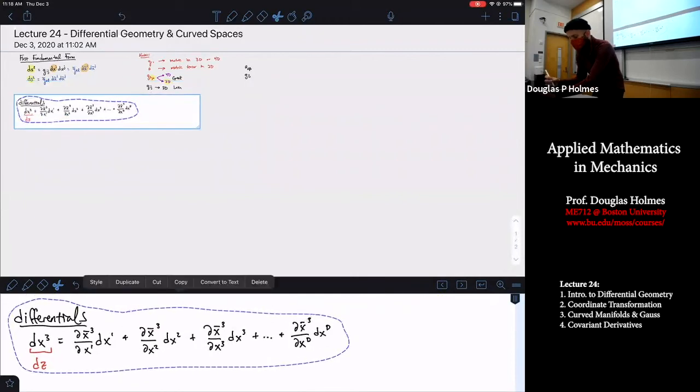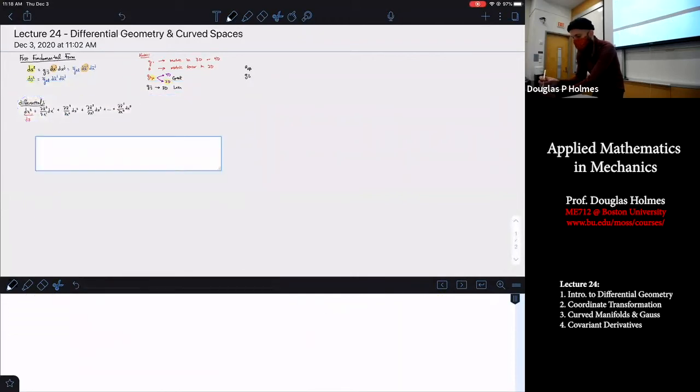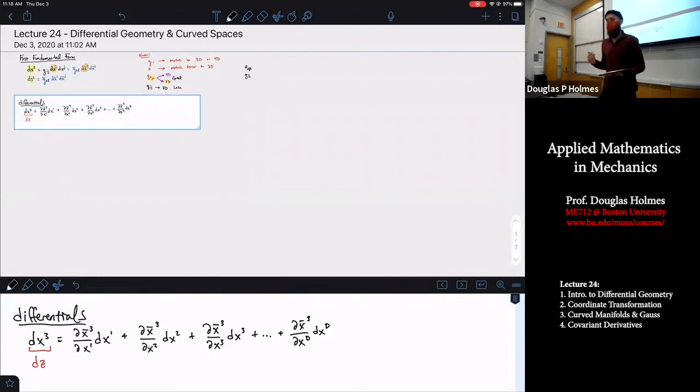We also know by now that if we're going to do this for dx1, dx2, dx3, we're going to get three equations, one for dx1, one for dx2, one for dx3. Each differential is going to be related, a way to relate my coordinates' differential to your coordinates' differential. And we see something here. We see that really we're summing over 1, 2, 3, 1, 2, 3.